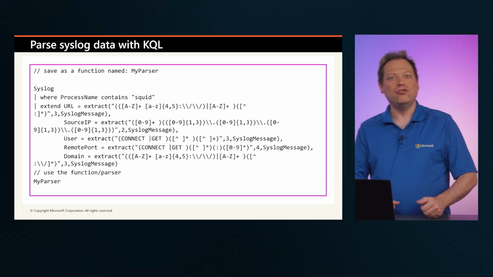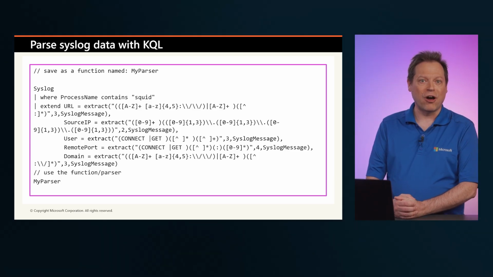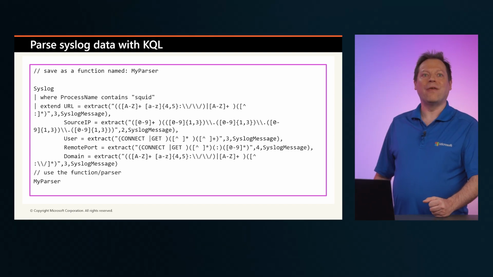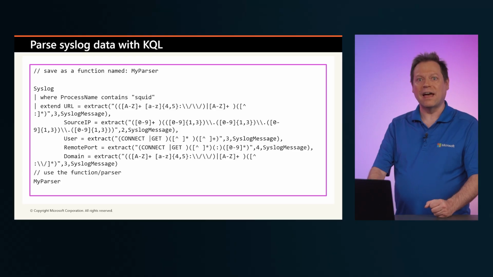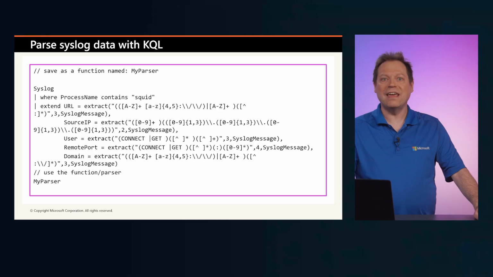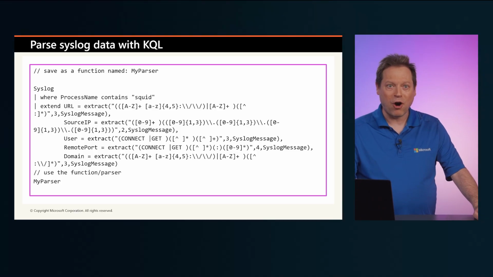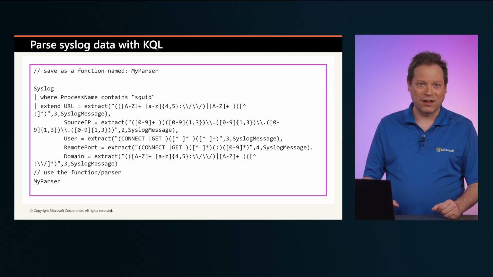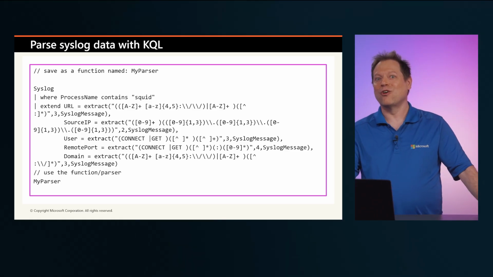In practice, you create the query in the Logs experience, select Save, choose Function, and then assign a function name and alias. From that point forward, calling myParser gives you consistently parsed Syslog data without repeating the parsing logic in every query.